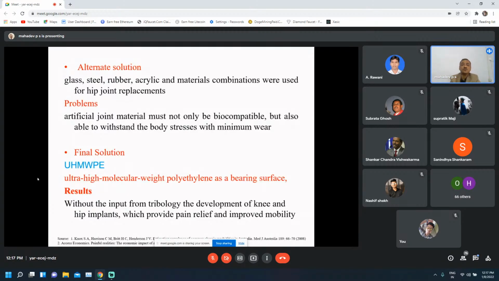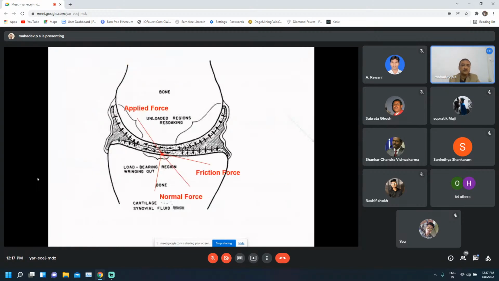So the final solution they found out is UHMWPE, that is, ultra high molecular weight polyethylene as a bearing surface. That is the output of this tribological development, the replacement of hip and knee, which will reduce the pain. That means pain relief is provided with improved mobility.